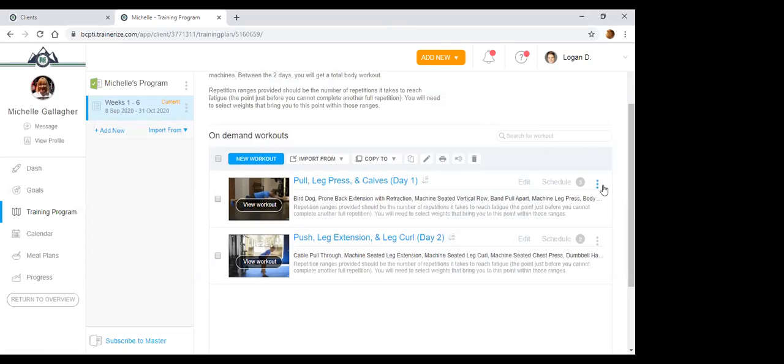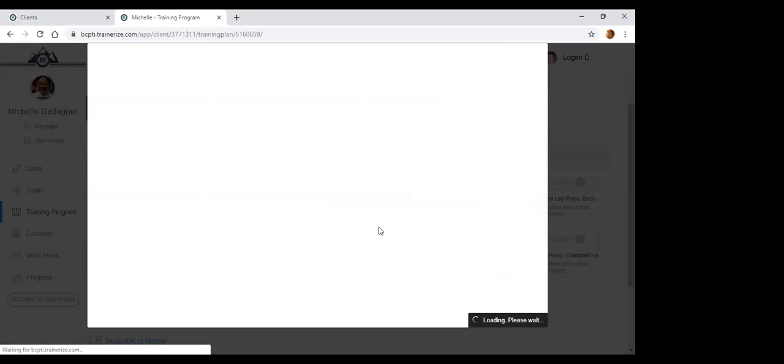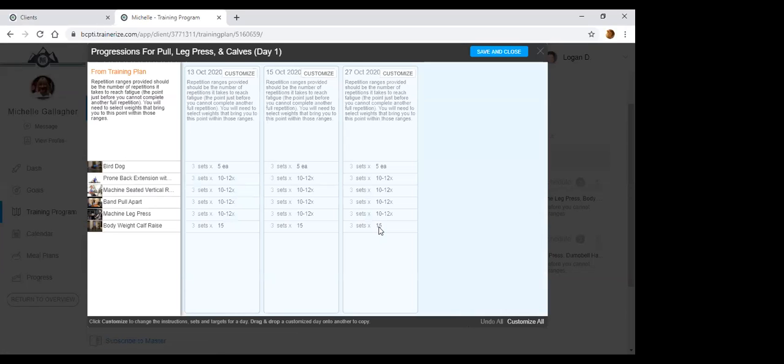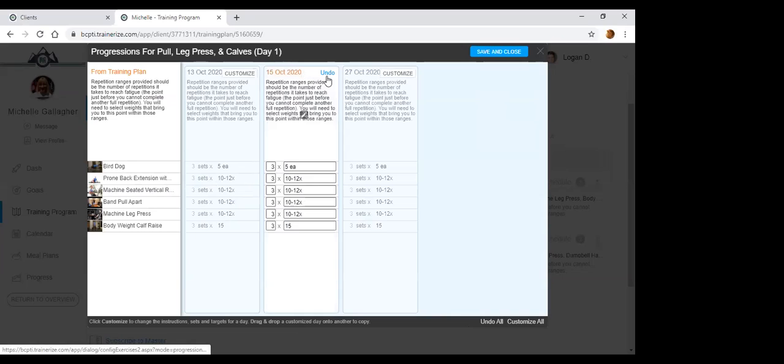This is day 1, day 2. If I go to edit and I go to advanced, let's say I took this client from the sensory motor phase and I'm now moving them into the force phase. I want there to be a bit of progression. On the first week, you can see it says 3 sets of 10 to 12. If I wanted to, I could take the next week and change it. Maybe I want 3 sets of 8 to 10.